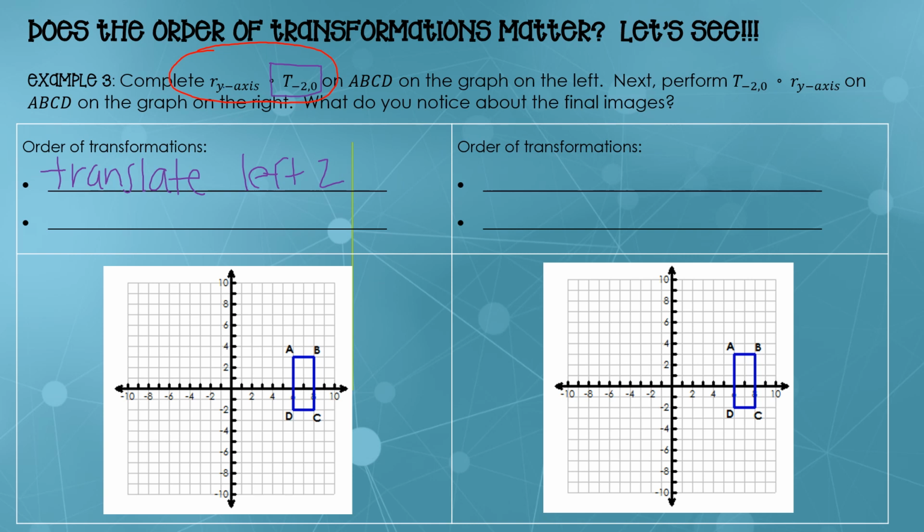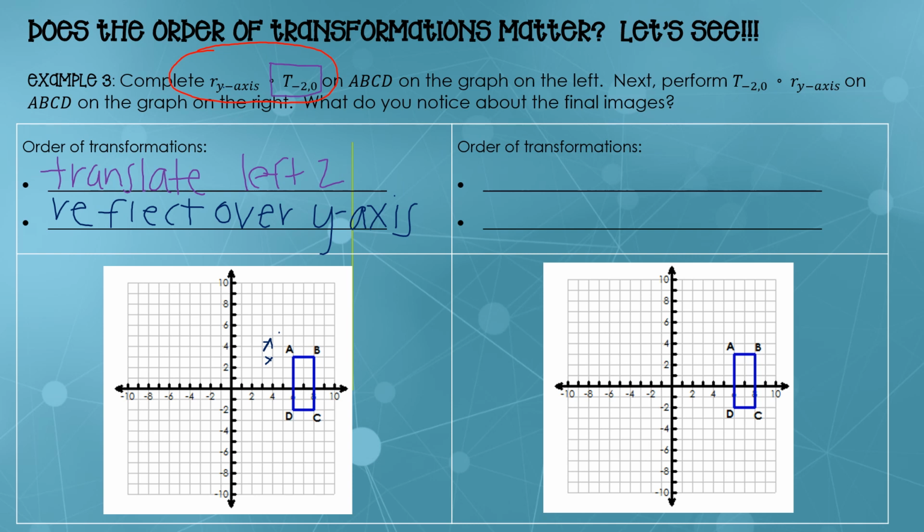Right? After we do that, we're going to take that new image and then we are going to reflect over the y-axis. All right, so I'm going to do them sort of at the same time. So I'm going to take A and move it to the left 2. I would put A prime here. And then I'm going to take that and reflect it over the y-axis.